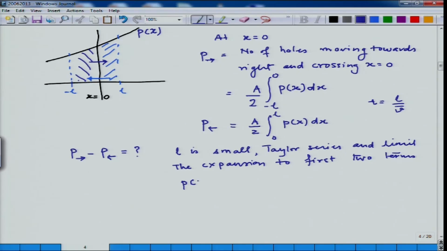So, then I can write the carrier concentration of holes as the carrier concentration of holes at point 0 plus the gradient of carrier concentration at 0, plus the other terms, and I am only going to use these for the integration purpose. So, using this expression and putting it in the first two integrations, I can find out the value of P going towards right and going towards left.